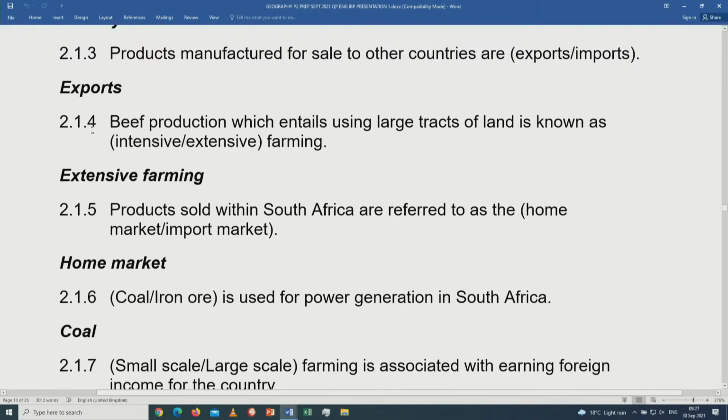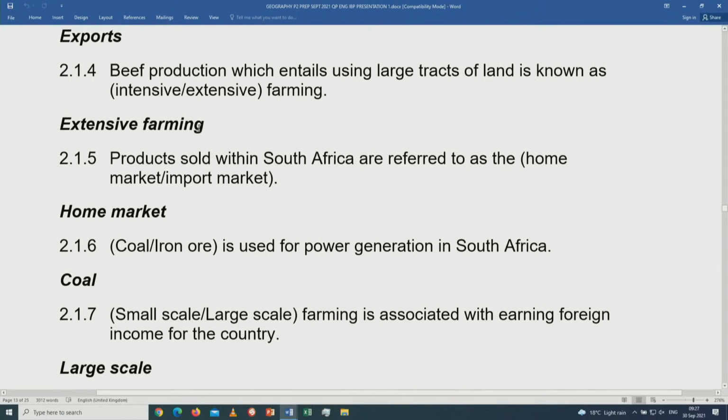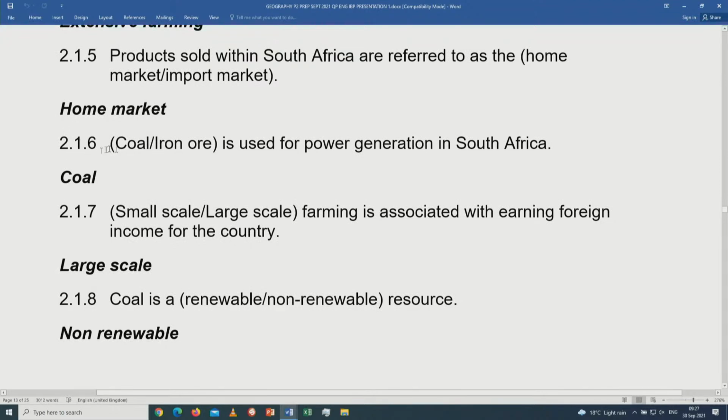2.1.4, beef production, which entails using large tracts of land, is known as intensive or extensive farming. So the correct answer is extensive farming. 2.1.5, products sold within South Africa are referred to as the home market or import market. The correct answer is home market. 2.1.6, coal or iron ore is used for power generation in South Africa. So for power generation, we know for sure that we use coal. So the correct answer is coal.